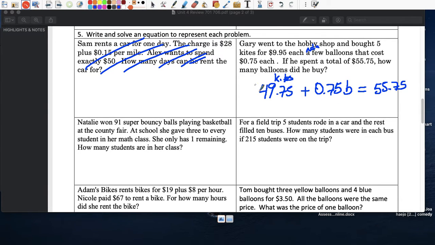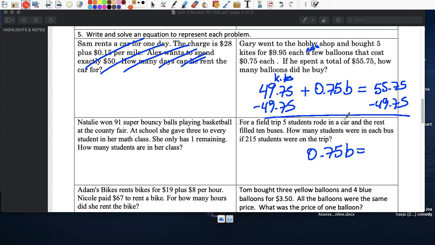So to solve, minus 49.75. We're going to get 0.75B equals 55.75 minus 49.75 equals 6, which we're going to divide now by 0.75, right? We're going to divide both sides by 75 cents. And how many balloons did we buy? We bought 8 balloons. Okay.